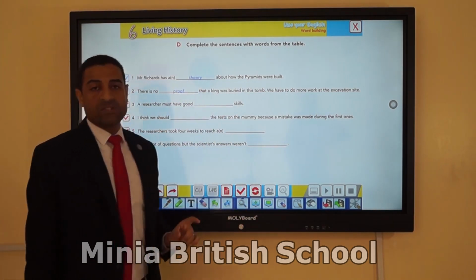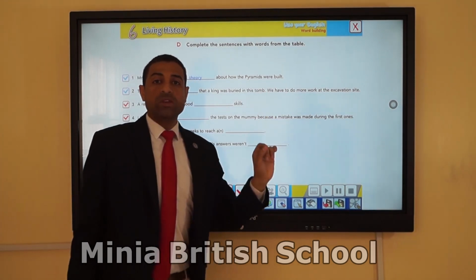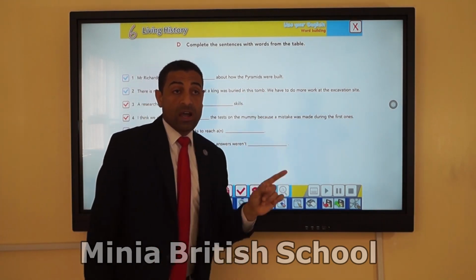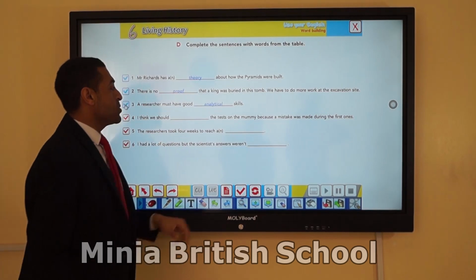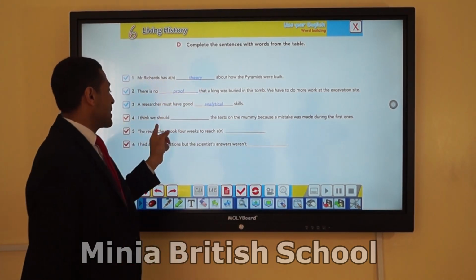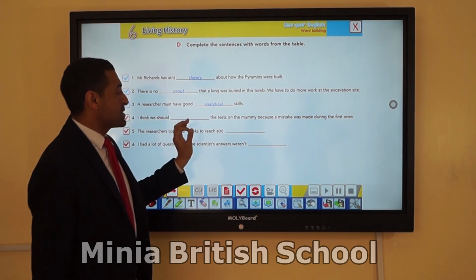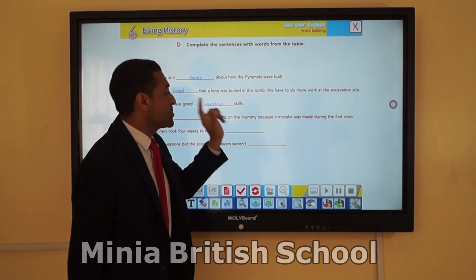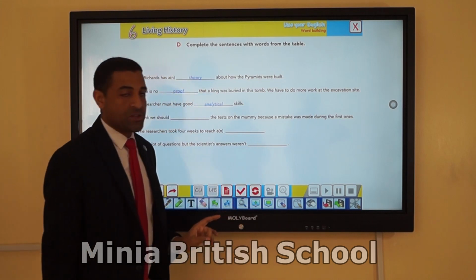I have the word skills, and this is a noun. So we need to use an adjective to describe this noun. So here we will use analytical skills. I think we should space the tests on money because a mistake was made during the first ones.